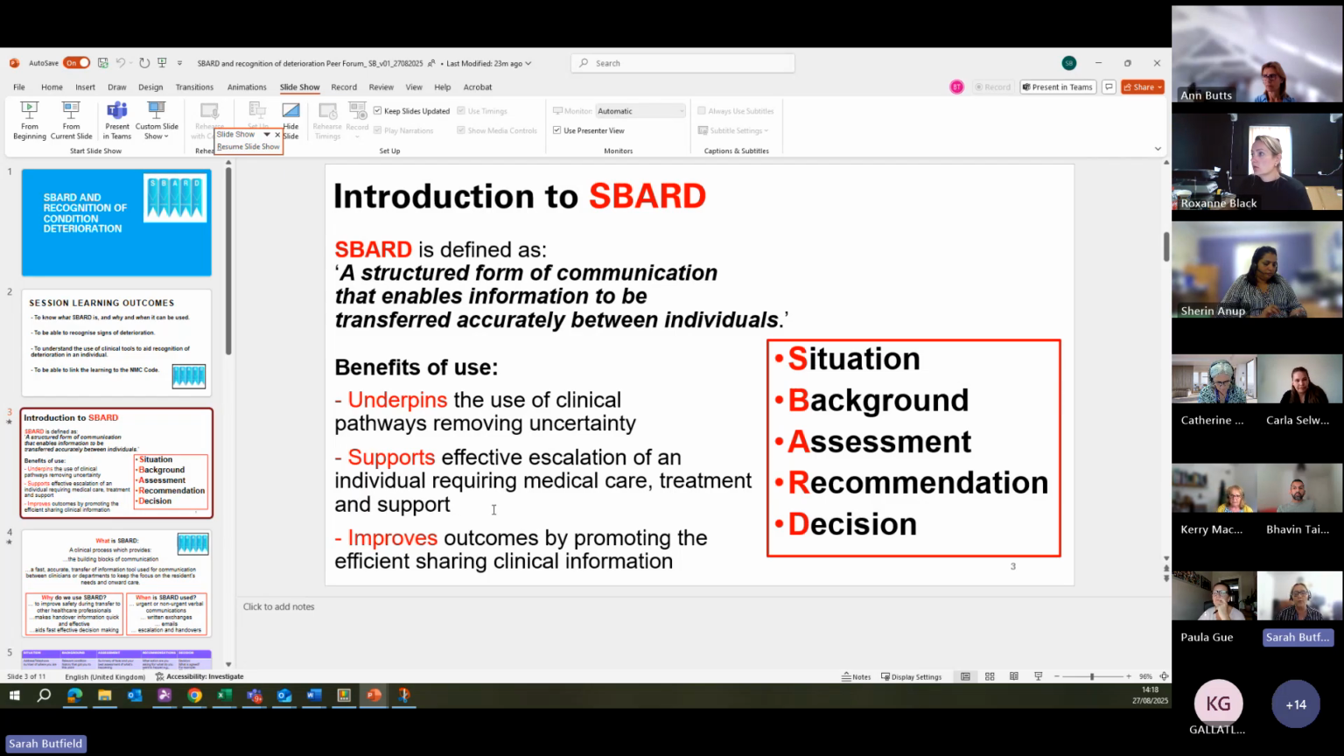So as we all know, communication is key, and factual, accurate communication makes sure that we get the best outcomes, and it improves the outcomes by making sure that that clinical information is shared well.